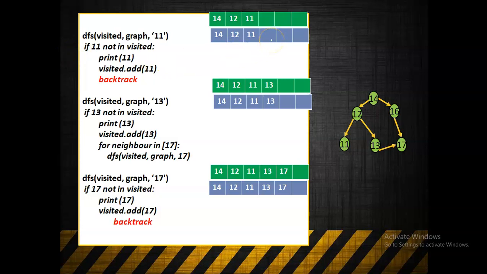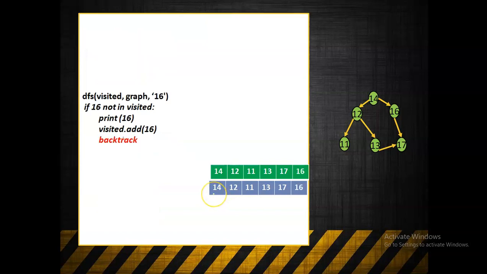So we print 11. Then there is no other child, so we backtrack. So 11 was printed. Next, 13: graph of 13, so 13 was printed. Any child for 13? Yes, 17 is available. So graph of 17, and 17 is printed. There is no other child than 17. So again backtrack. Then at last, 14 has 12 and 16.